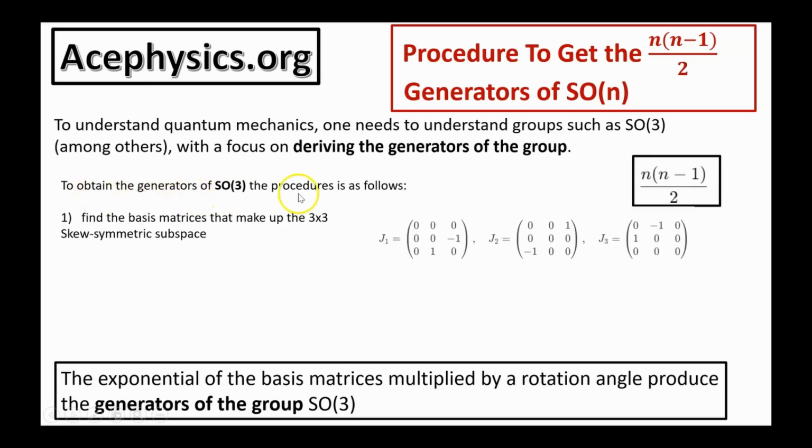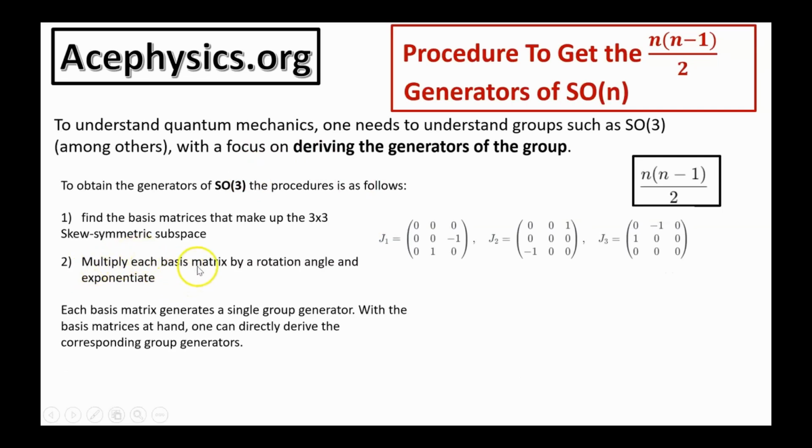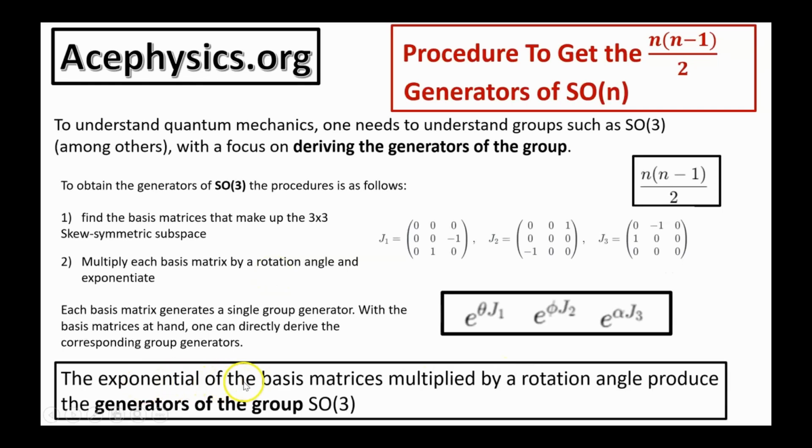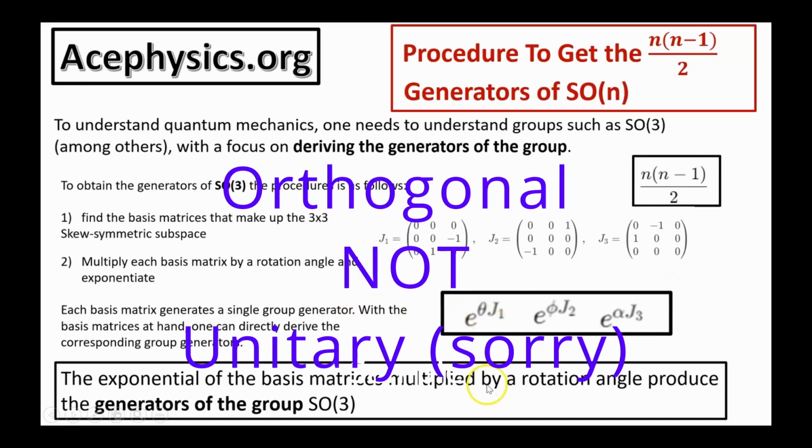How would we obtain the generators for SO3? Well, the first step is we find the basis of matrices that make up the 3 by 3 skew-symmetric subspace. We're using the 3 by 3 matrices because we're dealing with SO3. The second step is to multiply each basis matrix by a rotation angle and exponentiate. The exponential of the basis matrices multiplied by a rotation angle produces the generators of the group SO3. On the next slide, I'll show how you turn this matrix exponential into a 3 by 3 unitary matrix.